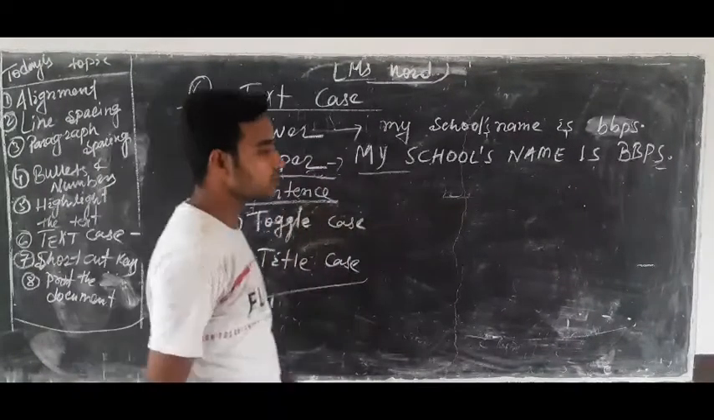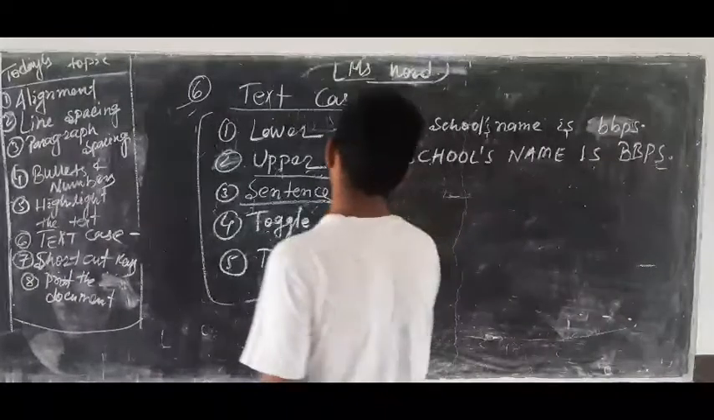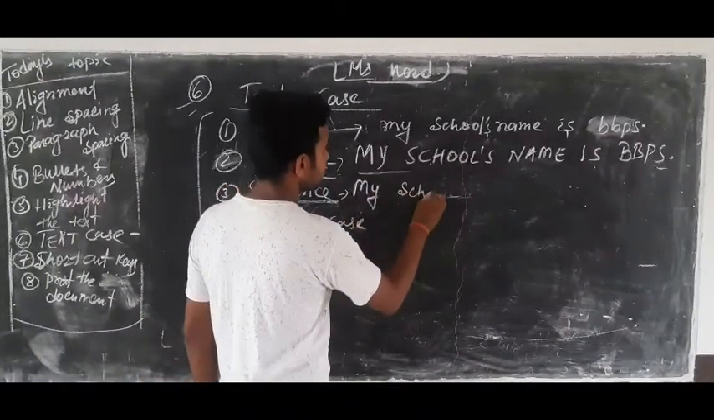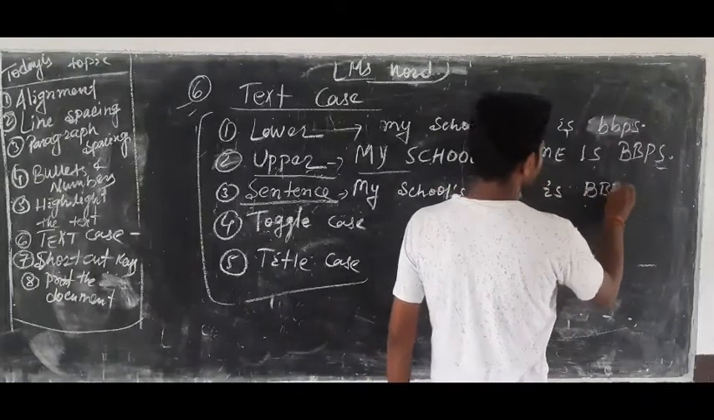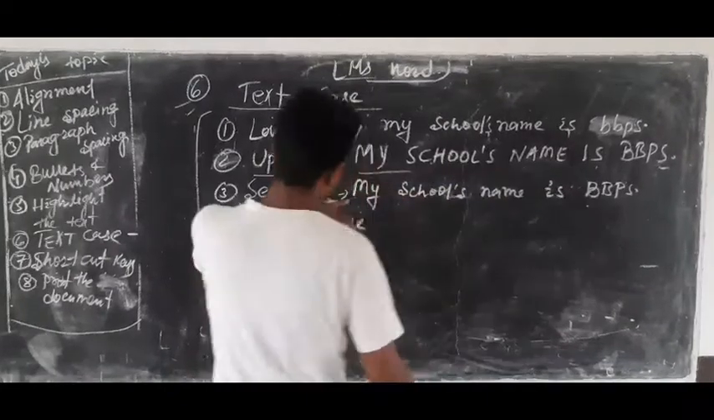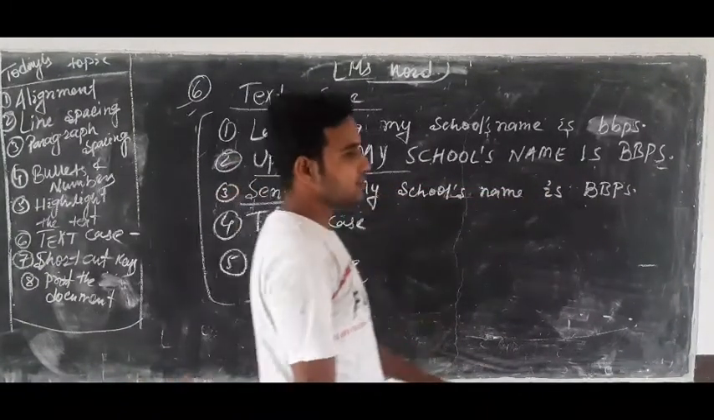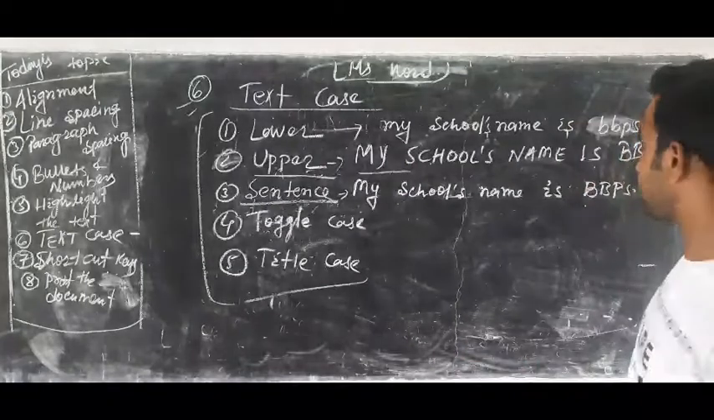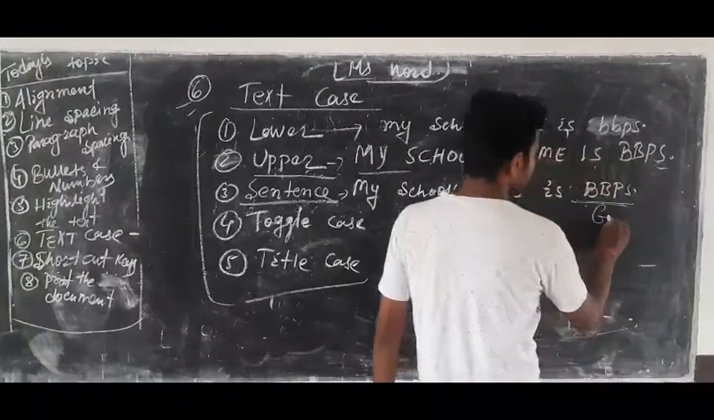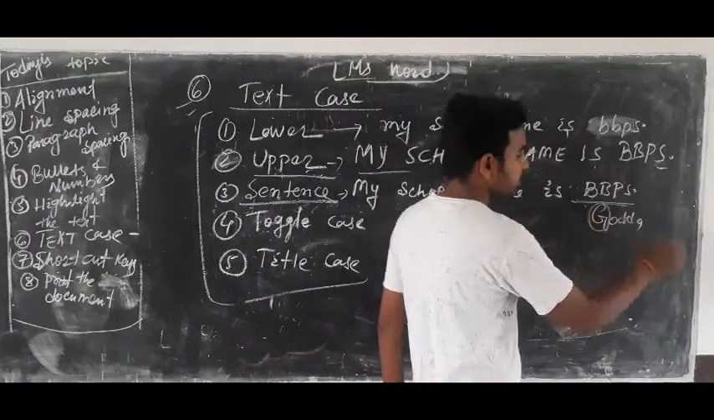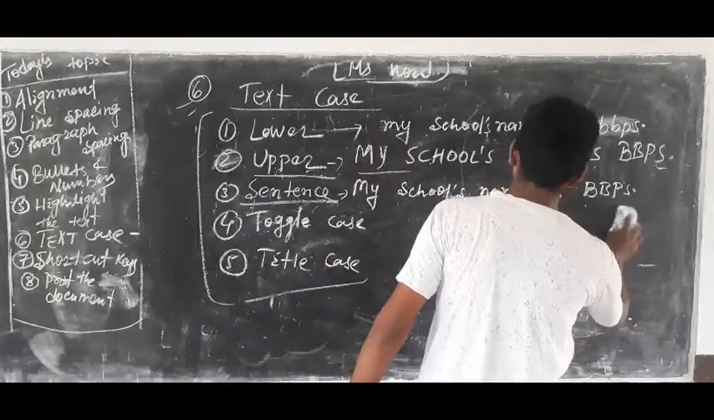Next, sentence case. You know in English, the first letter of the line will be in capital. For example, my school's name is DBPS. All the grammatical rules will apply. So the first letter of the line will be capital, and this is always the case in sentence case. Any place names, any river names, any valuable places will have capital names. So when we write our district name, the first letter will be capitalized. So this one is the sentence case.